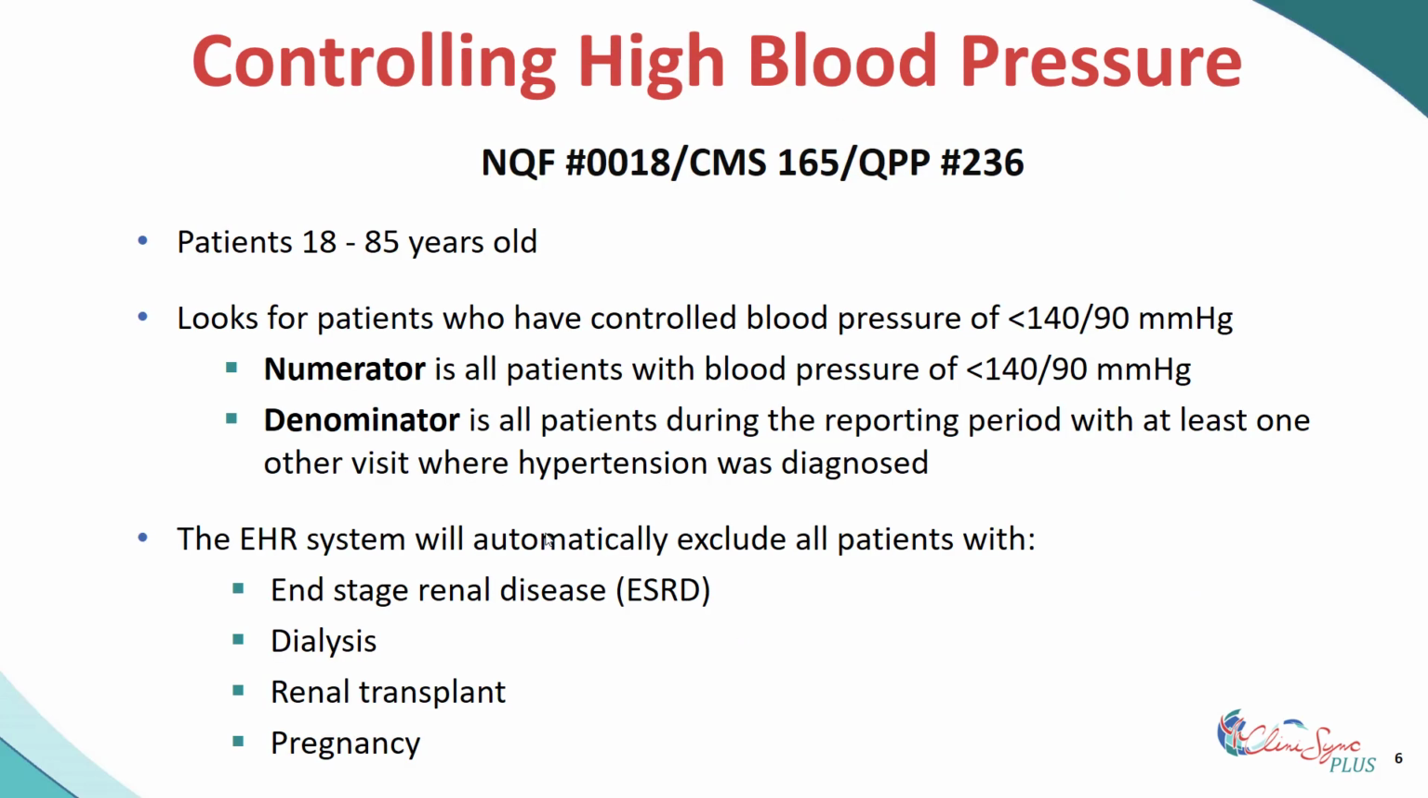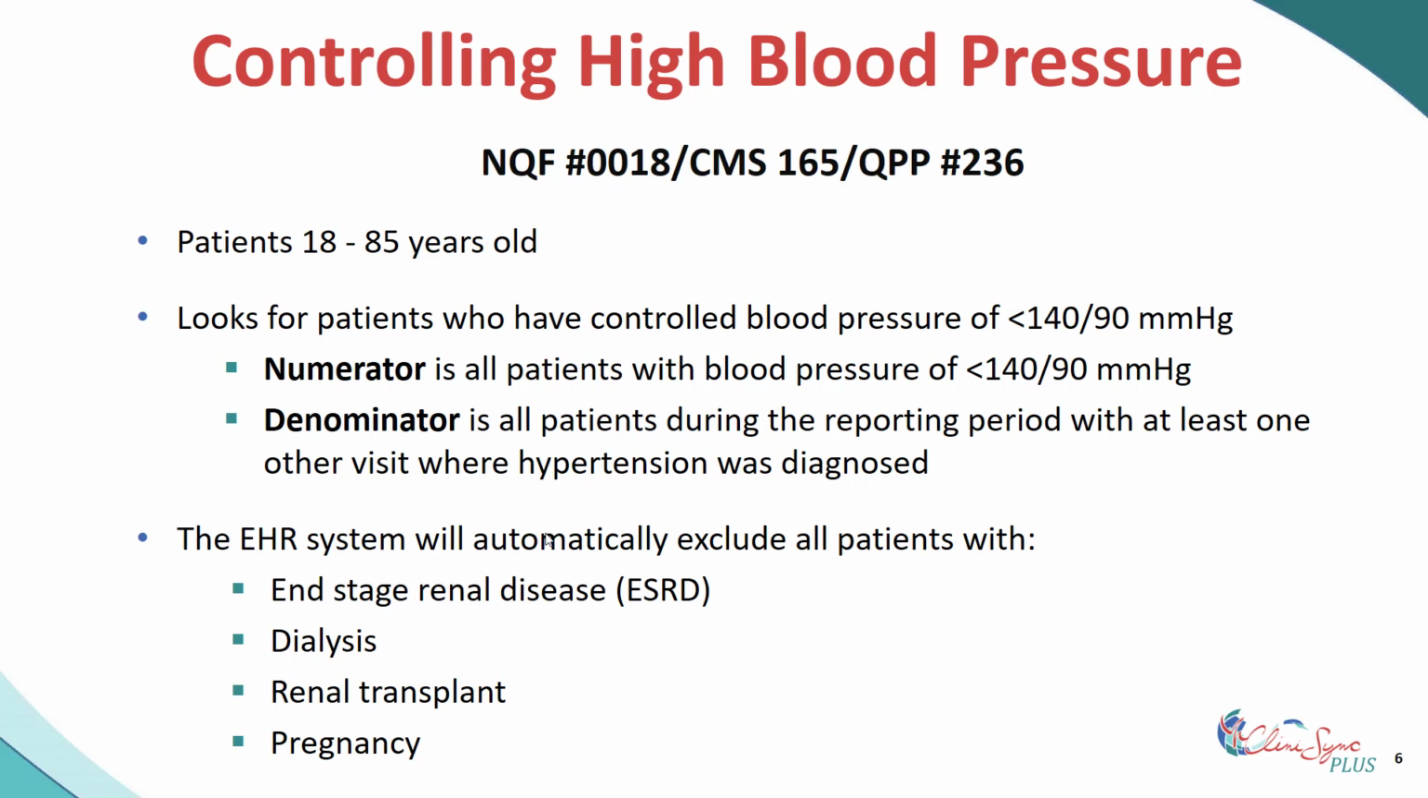The first is the controlling high blood pressure quality measure, which is also referred to as NQF 18, CMS 165, or QPP quality measure number 236. This measure looks at patients who have a controlled blood pressure, meaning their blood pressure is below 140/90. The denominator for this measure is all patients with hypertension that were seen at least once within the reporting period.